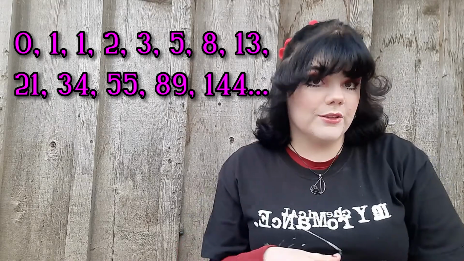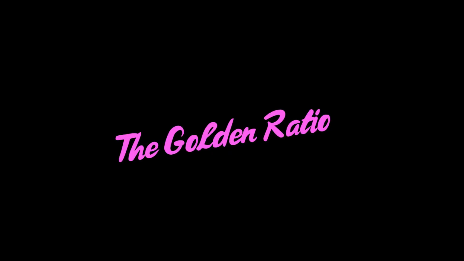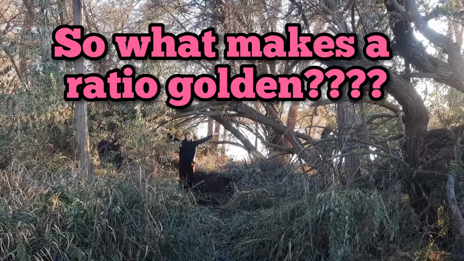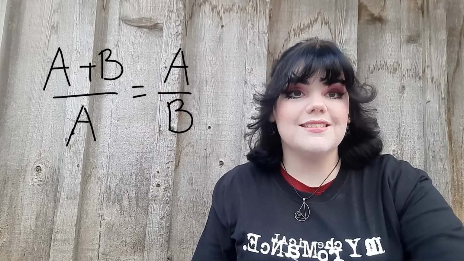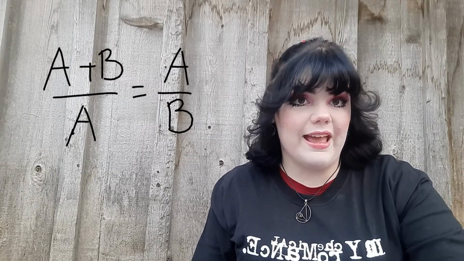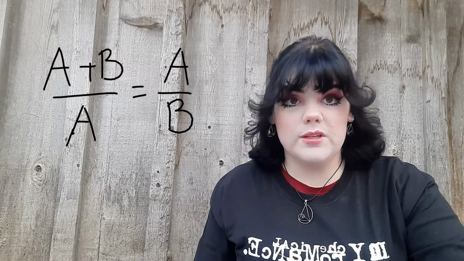Now let's talk about the golden ratio. What makes a ratio golden? The equation for figuring out if something is a golden ratio goes as follows. If the sum of A and B divided by A is equal to the quotient of A and B, then the ratio is golden. So let's try it out with a theoretical.